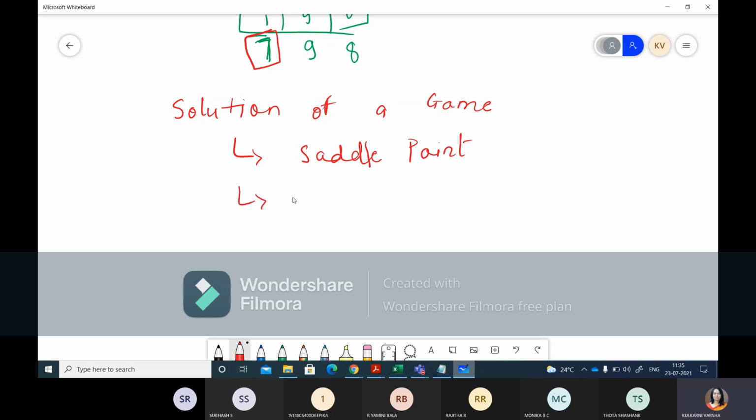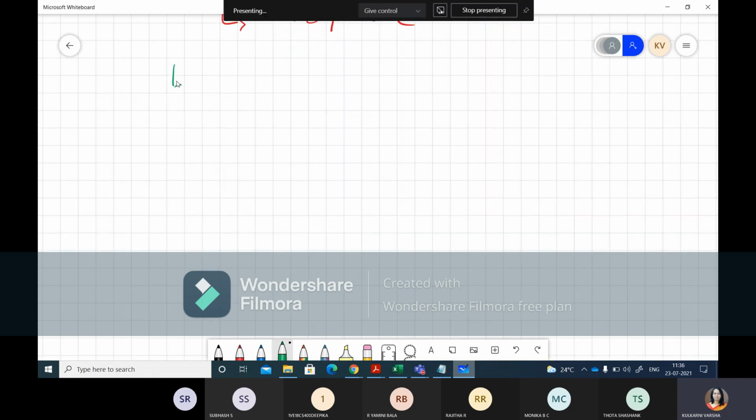Second method is the dominance rule or dominance method. And third one is the graphical method. So here also you have a graphical method. I hope all of you are listening. Okay, so first we'll go for the saddle point, how to solve the game through the saddle point.